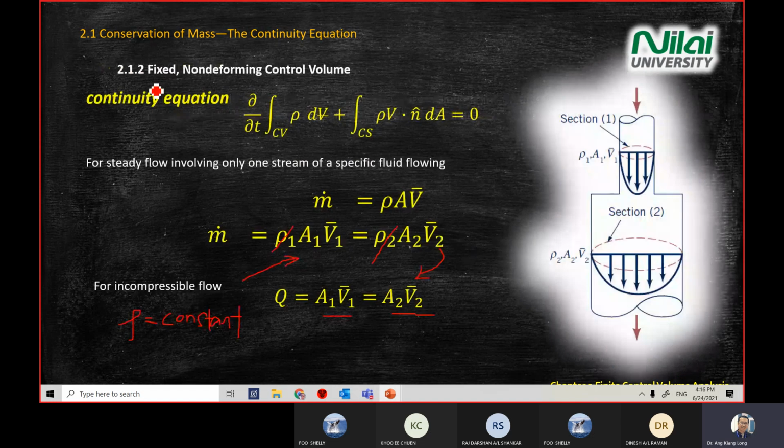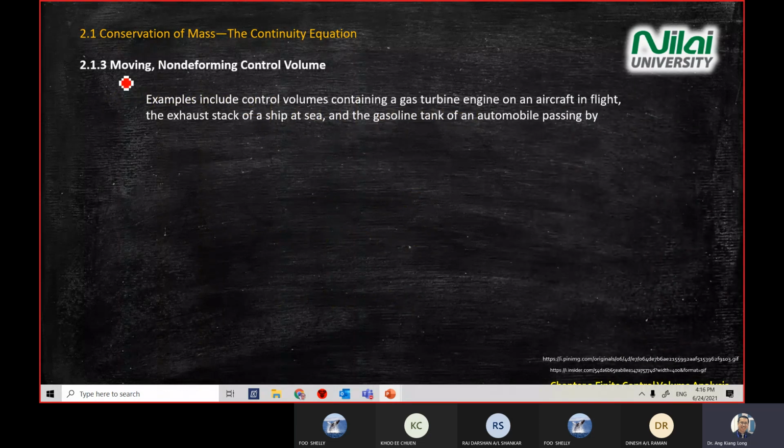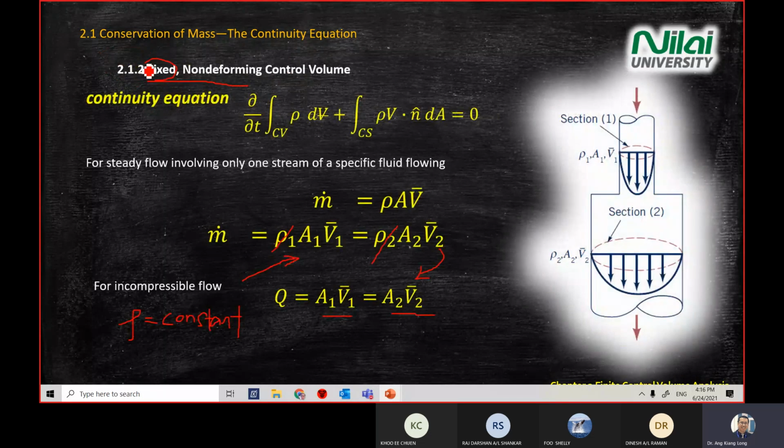Okay, we have done with fixed and non-deforming already. Today we look at moving, non-deforming. The word is moving. We look at a moving control volume, but the control volume doesn't deform, it's just moving. In the previous example, we looked at fixed, which means the control volume is not moving.